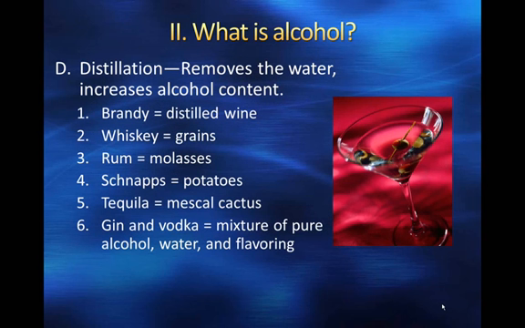Brandy is a distilled form of wine. Whiskey is made from grains. Rum is usually made from sorghum molasses. Schnapps is made from potatoes. Tequila is made from the mezcal cactus, or the agave cactus. Gin and vodka tend to be a mixture of pure alcohol, water, and flavoring. There is, of course, vodka made from potatoes as well.